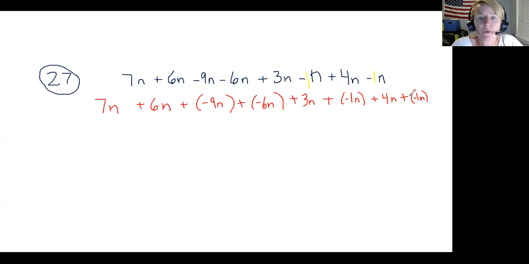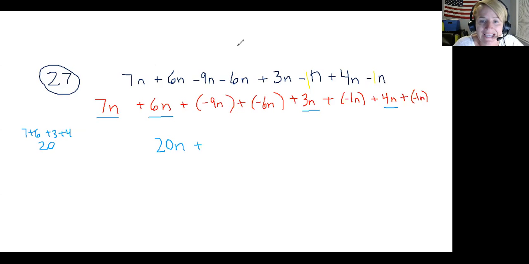Now, you're to the point where you would combine like terms. So what's alike here? Well, all the positives are definitely alike. So I'm just looking through and underlining them. So basically what I have for my positives is 7 plus 6 plus 3 plus 4. So you go 7 plus 6 plus 3 plus 4, and you end up with 20. So I would have 20n, plus.